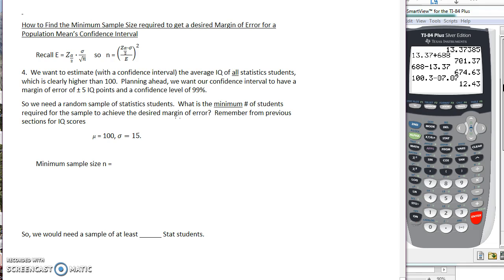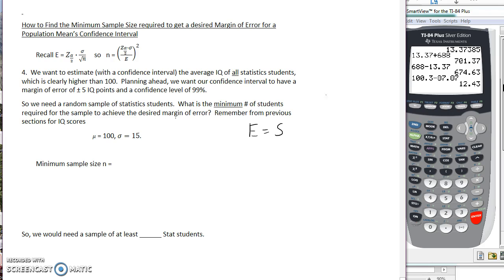So this problem says we want to estimate the confidence interval of the average IQ of all statistics students, which is clearly higher than 100 because you're in statistics, so you're obviously smarter than the average bear. But planning ahead, we want our confidence interval to have a margin of error of plus or minus 5 IQ points. So we know that error is 5. We also want a confidence level of 99%.